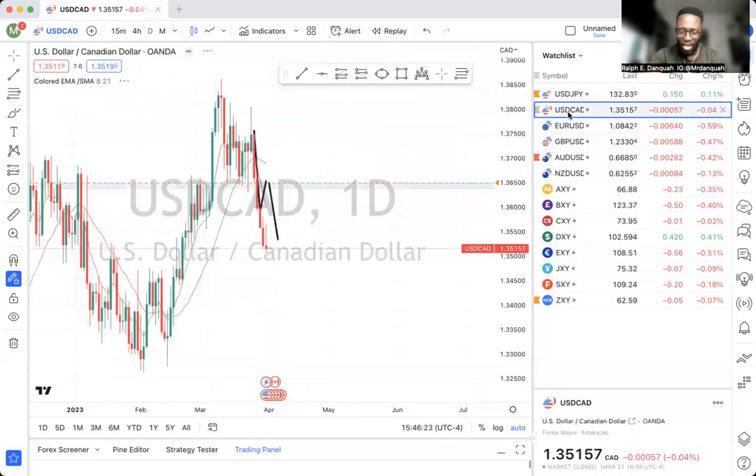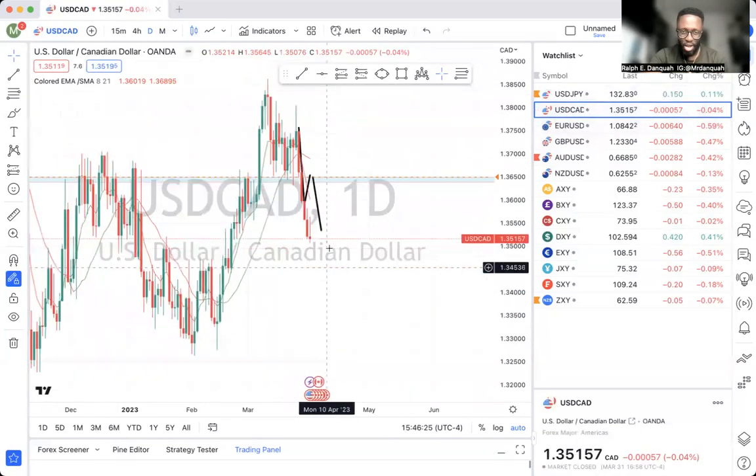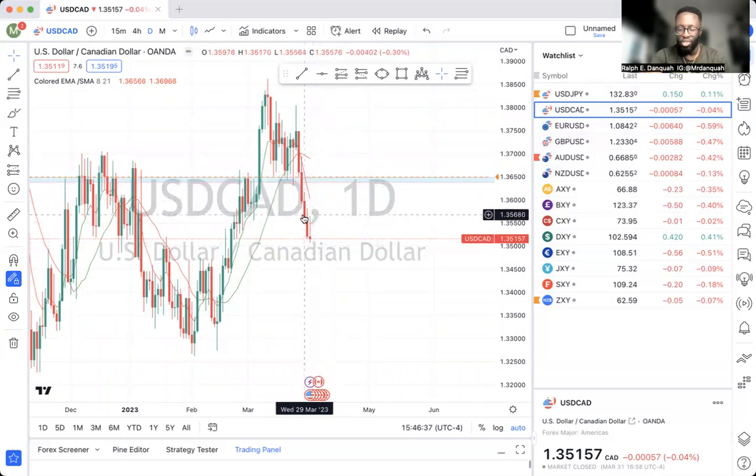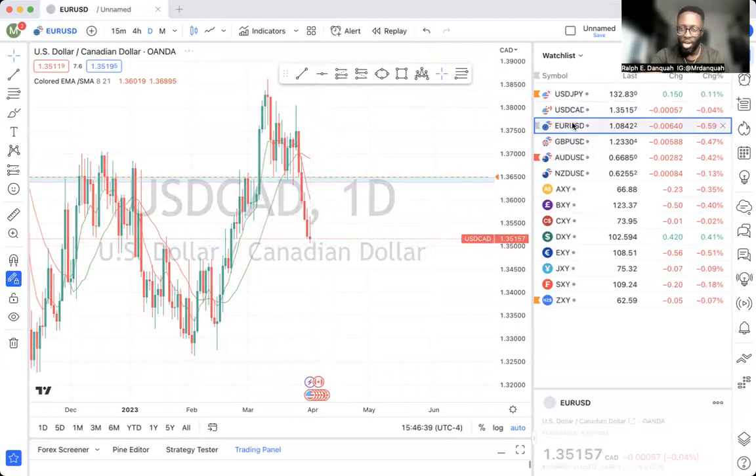For USD CAD, right? It already did what I thought it was going to do. But USD CAD, I'm not looking at anything right now because there's no trade that I'm seeing till maybe next week. Even though we're in a bearish market, unless it pushes back up, I'm not looking for a trade on USD CAD. All right, Euro USD.